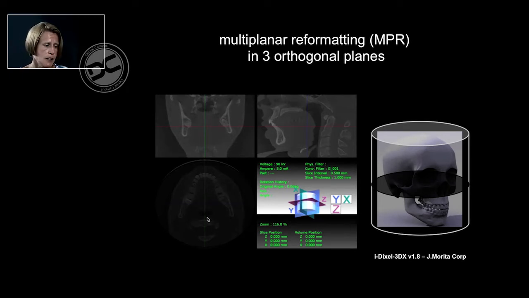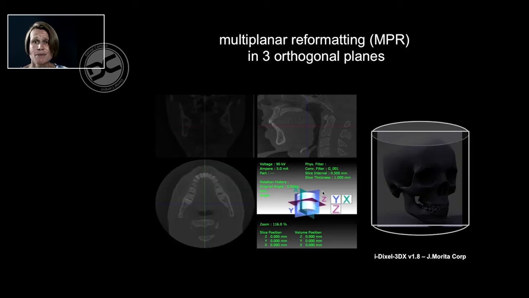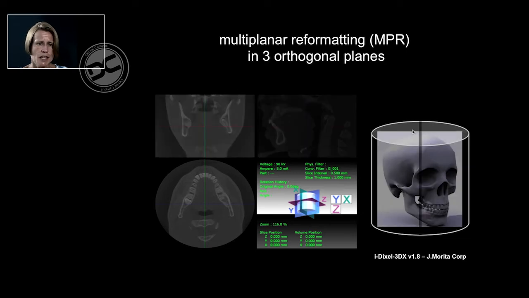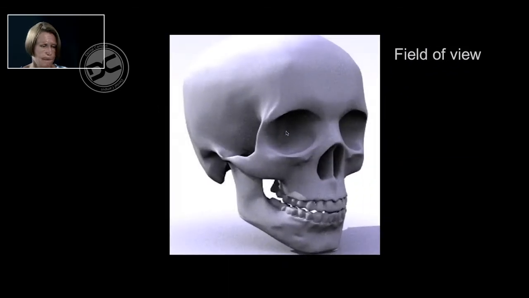Then you have the coronal plane, yielding information on the symmetry between left and right side. And you have the sagittal plane, making a cross-section through the skull as visualized by this line here and as seen here. Another very important point is the field of view.